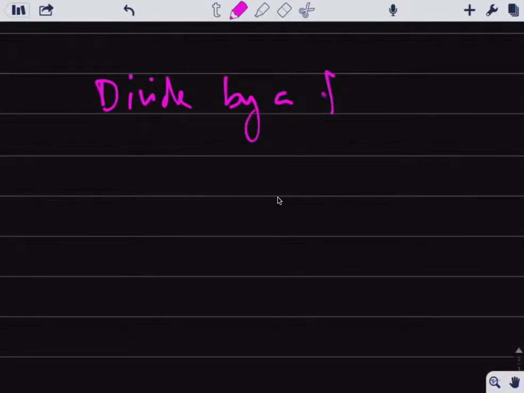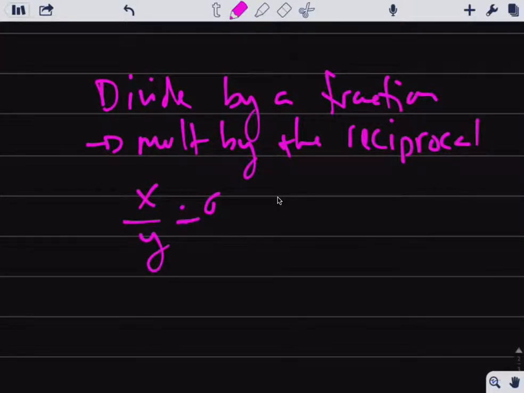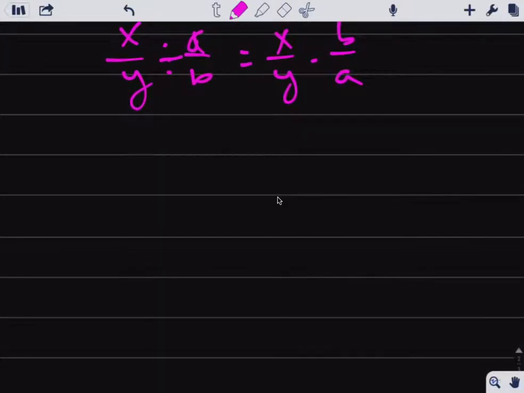A property we need to cover: when we divide by a fraction, what do we do? We multiply by the reciprocal. So if I have x over y divided by a over b, I get x over y times b over a. That's how that works. So let's look at a couple examples involving that property.